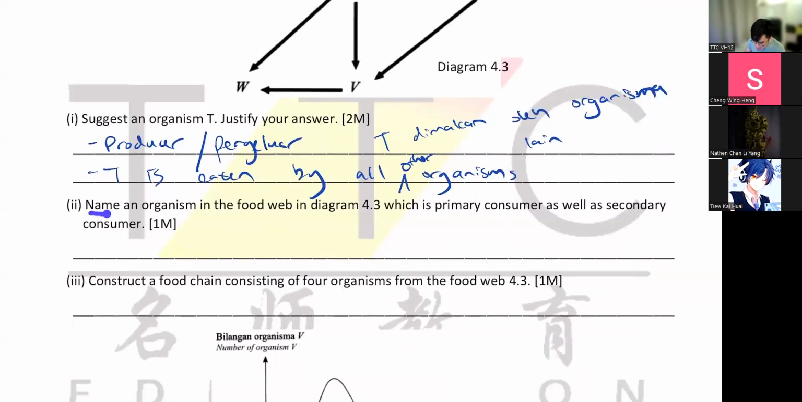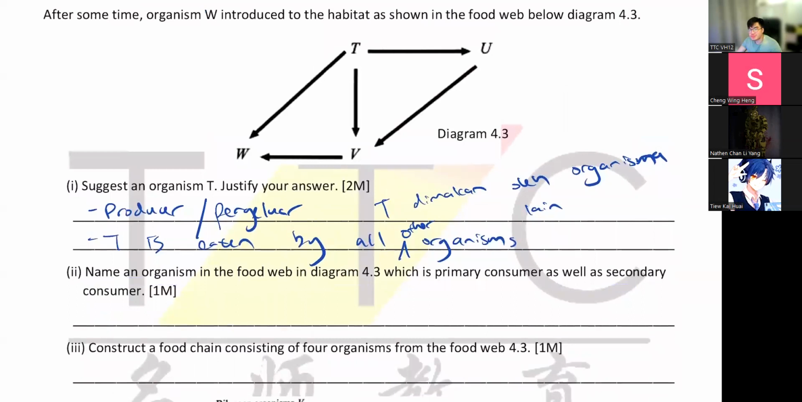So number 2, name an organism in the food web in 4.3 which is a primary consumer as well as a secondary consumer. So who here has 2 jobs? It's a primary and a secondary. The fella has 2 roles, has 2 jobs. Times are hard. He needs to work extra. So what is it? I don't think it's you, because you is the primary only. So who's the primary and secondary? The one working 2 jobs.